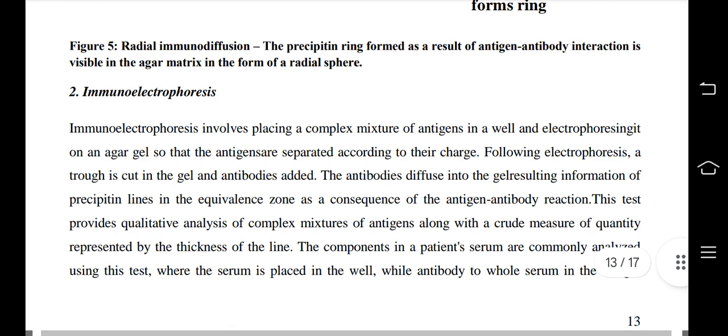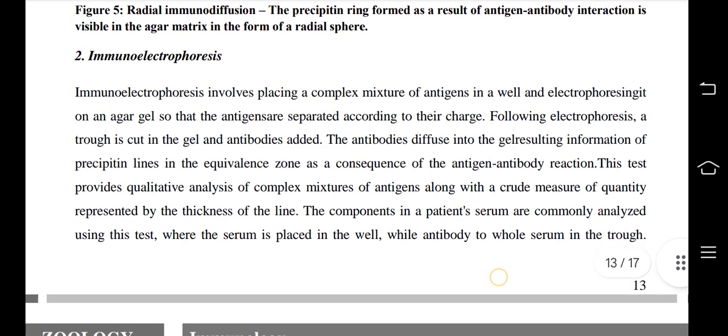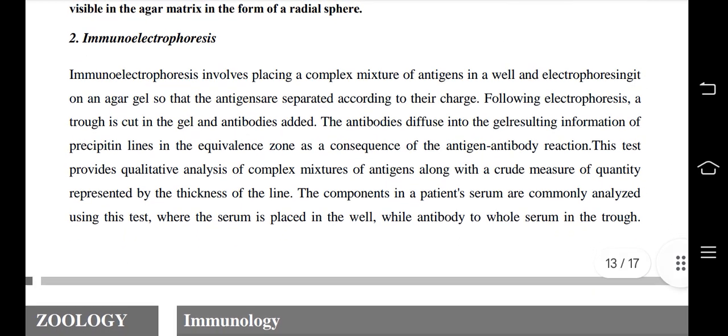Immunoelectrophoresis. Immunoelectrophoresis involves placing a complex mixture of antigens in a well, and electrophoresis on an agar gel so that the antigens are separated according to their charge.